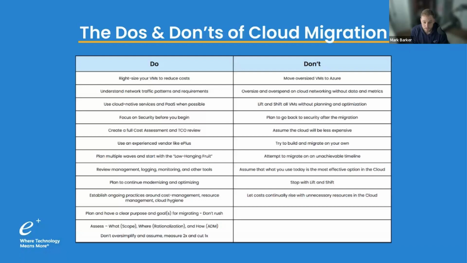Don't assume that what you use today is the most effective option in the cloud. Cloud configurations and licensing, and the way they are done, constantly evolve and change, and you have to stay on top of that. And don't stop with the lift and shift. We touched on that. And of course, don't let costs continually rise with unnecessary resources in the cloud. This is, again, where you've moved it over to the cloud, but you haven't continually optimized and maintained it. So that cost has crept up on you, and you get this huge bill in the mail saying that you owe a lot of money because you didn't optimize what you were doing.